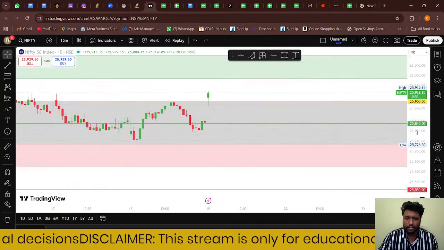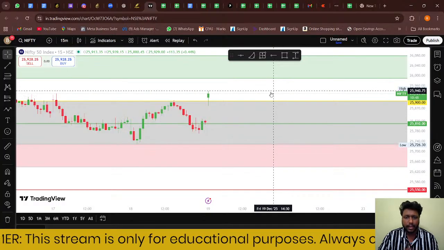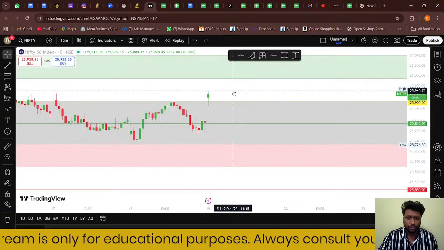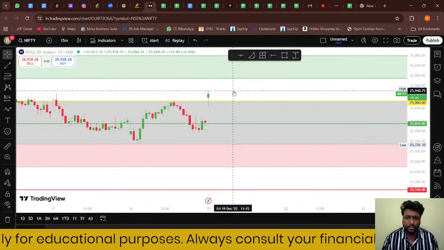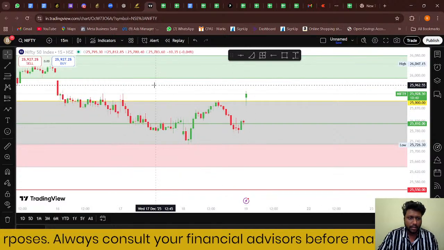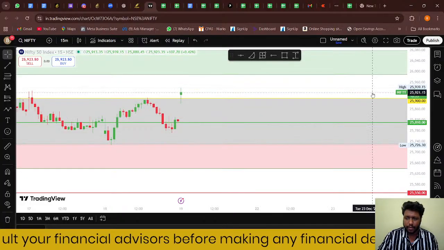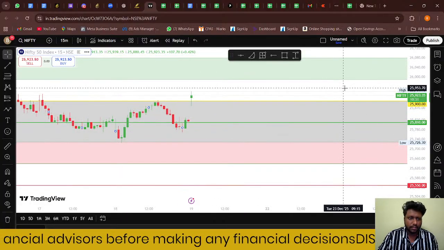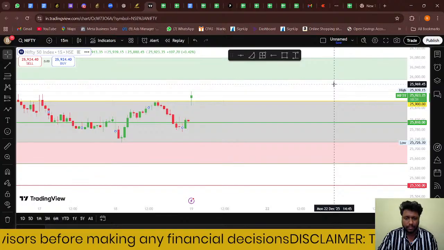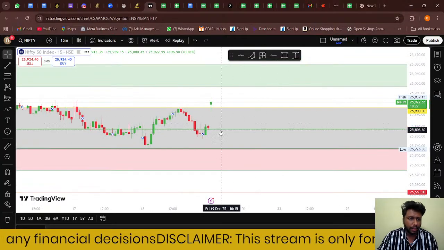Earlier, when there was a weekly expiry every day, it would definitely work almost every time. But nowadays it is not working much. But definitely if we see a volume supported move, then we can go for that gap up theory, gap filling theory.